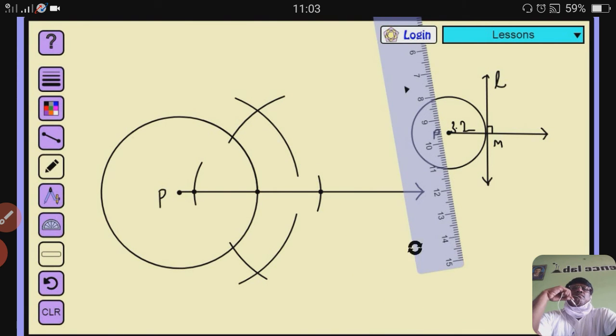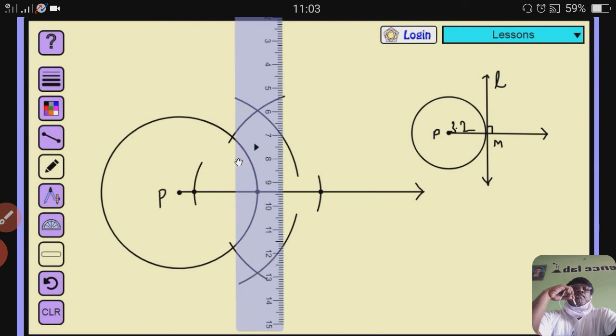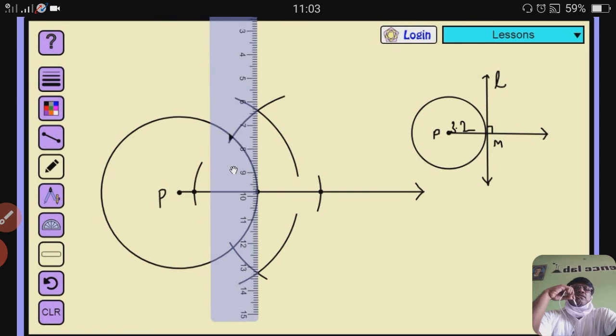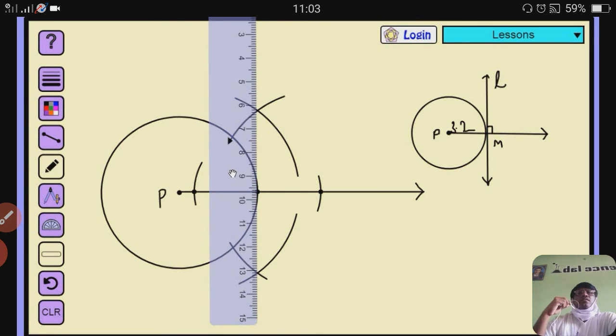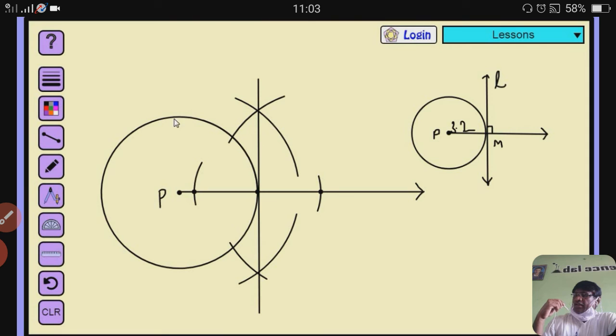Join the intersecting arcs, line L, which is perpendicular to the ray PM through point M, and this is the required tangent of the circle at point M.